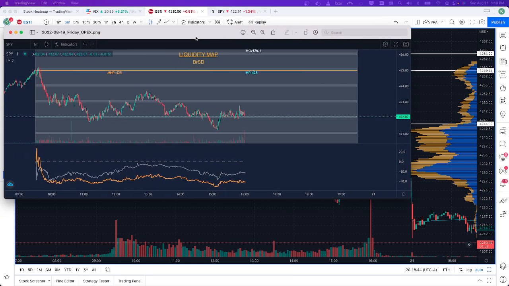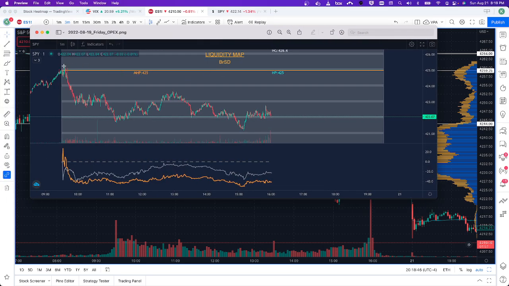And the amazing part is that Rocket Scooter was correct. After touching this big hedge pressure level, we just fell, and at no point did we even come close to getting back up there, and we stuck in this bear zone the whole day. So hopefully that gives you some insight into the power of this tool.